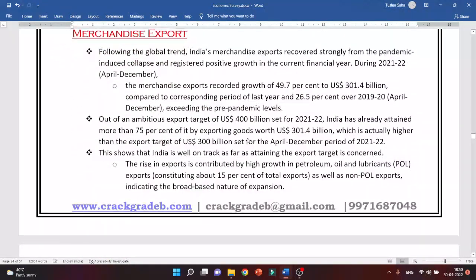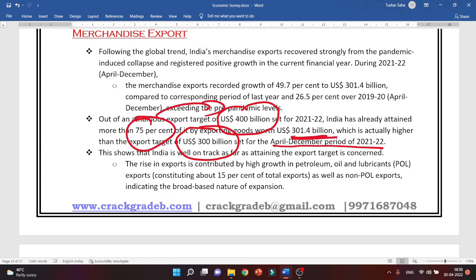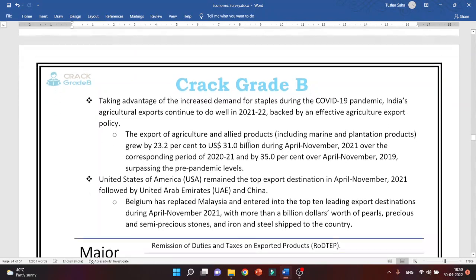Then let's move to the next one, merchandise export. Okay, see, exports you already know. India has a target of 400 billion from the beginning. And when the economic survey was made, in the April-December period, India had already achieved USD 300 billion, or 75% of the target, that is 301.4 billion. Only 100 billion was left, which was done from January, February and March, and we ended up exporting 418 billion.